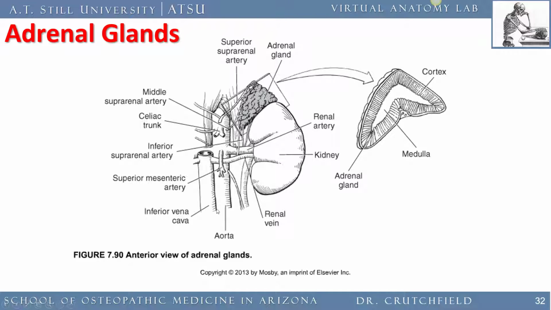This is a pretty simple diagram. It shows again the classic relationship of the superior mesenteric artery coming over the left renal vein.